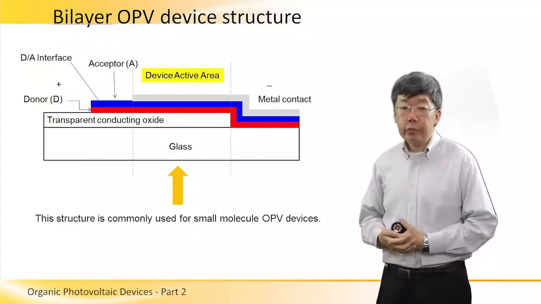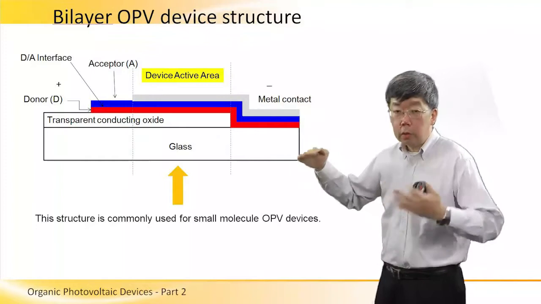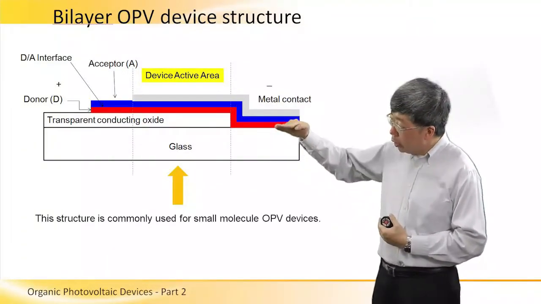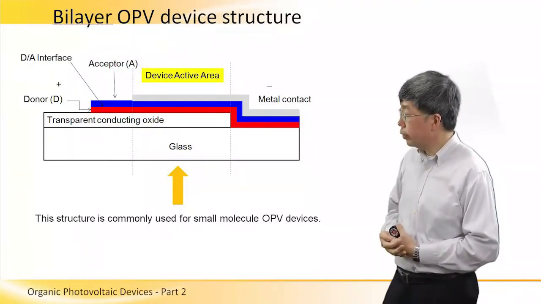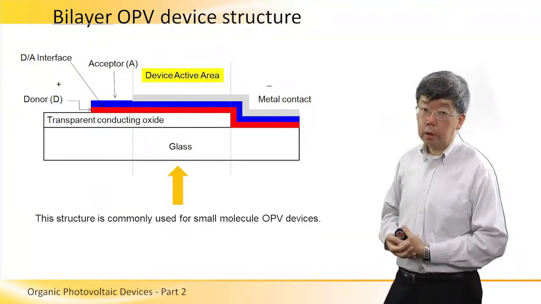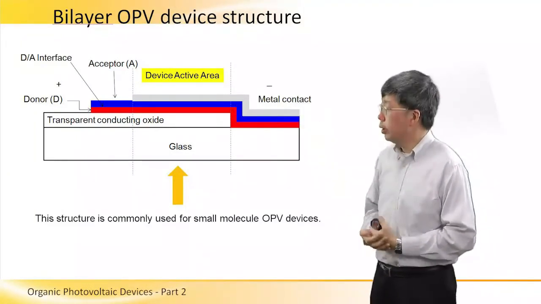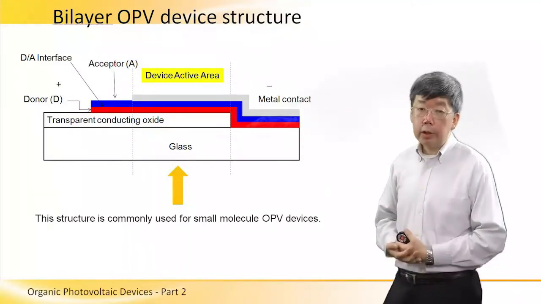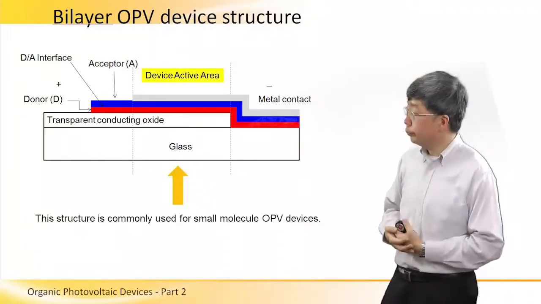On the transparent conducting oxide, we deposit the two layers. So we deposit the donor layer first, to be followed by the acceptor layer. And finally, we deposit metal. And typically, this will be metals such as aluminum.